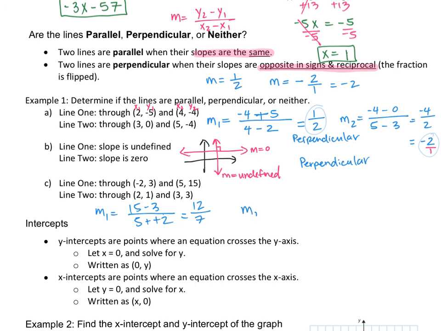So now I'm just going to do the second slope here. So I'm going to take my y, so 3 minus 1, and then the bottom would be 3 minus 2. So that would give me 2 on the top and 1 on the bottom, so that just gives me a 2. Okay, these two slopes look completely different from each other. They're not the same, they're not reciprocals or opposite signs. So this is a case of neither. They are neither perpendicular or parallel. So that would be my final answer.